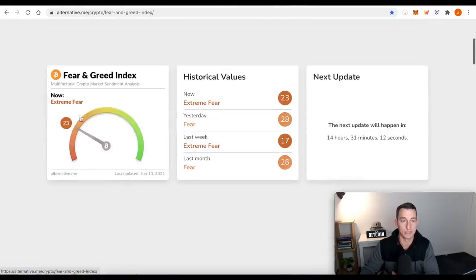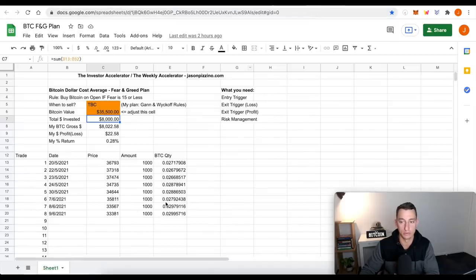Our fear and greed, today we're at 23. Yesterday was 28. So there was no reason to be buying Bitcoin according to this plan, which is not complete. It's just a theory I have and I'm just testing it on a spreadsheet, okay? And that's what you guys have been following here. These are the last days that we bought Bitcoin. We're currently at break even with a 35.5K Bitcoin.